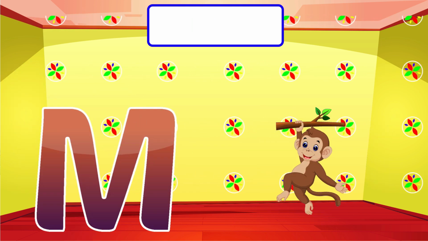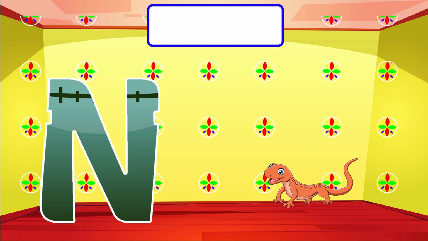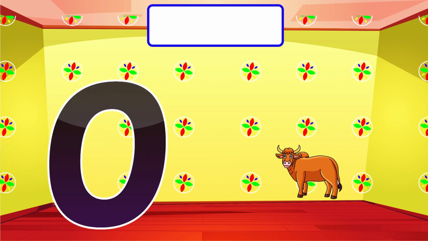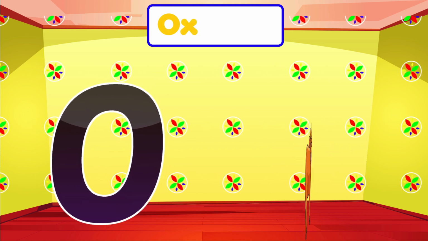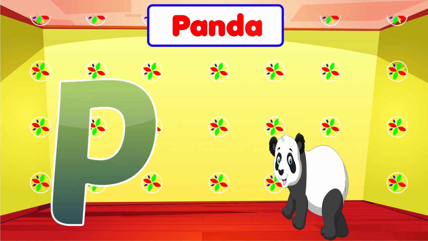M is for monkey. Monkey. N is for newt. Newt. O is for ox. Ox. P is for panda. Panda.